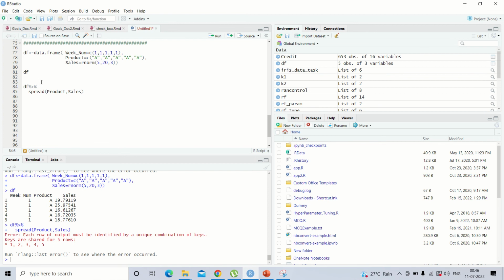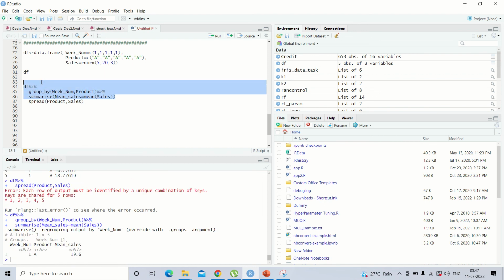I mean, one way is to group your data. I will basically group it by week number and product, and then I will summarize. I will take the mean sales, which will be equal to mean of sales. Now if I just run this, I will get a single number for week one, product A, what is the mean sales. And then I will just take this mean sales. Now I will spread it.